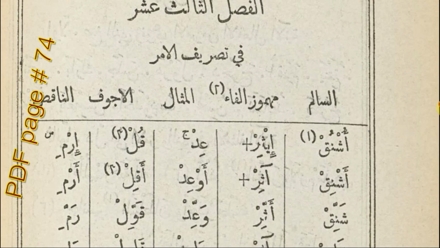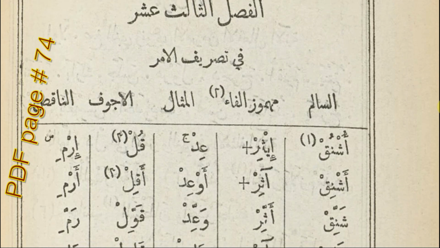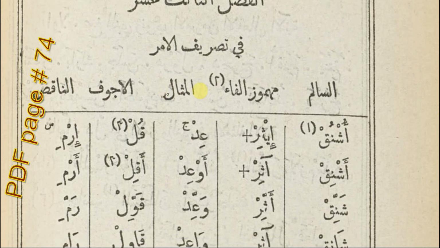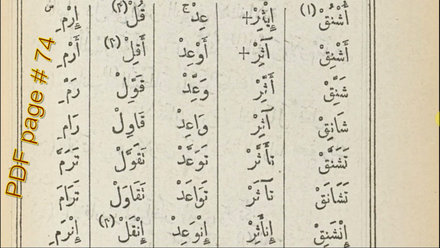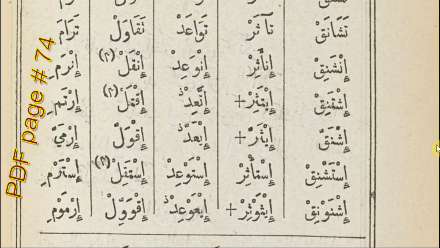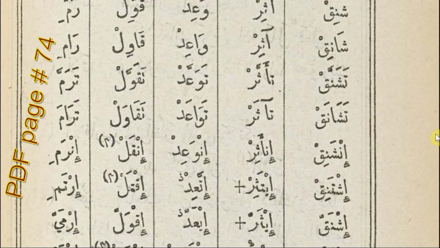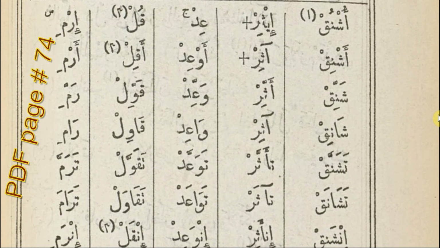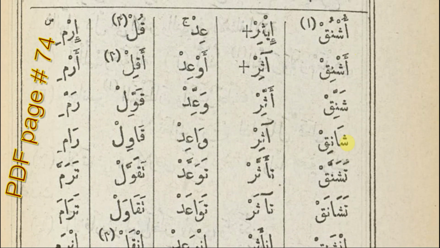Now this one here is for the command form. So here they give you the examples of all the verbs with no vowels, a hamza, and a vowel at the beginning or in the middle or at the last one here. So these here are for the command form. That's how it would look with different types of verbs. So notice here how they look.